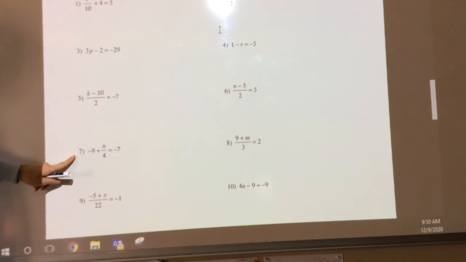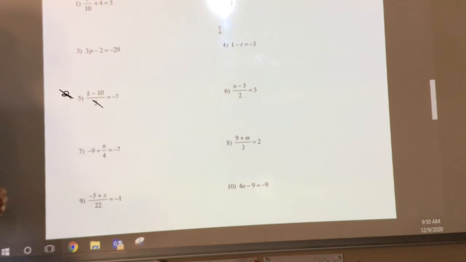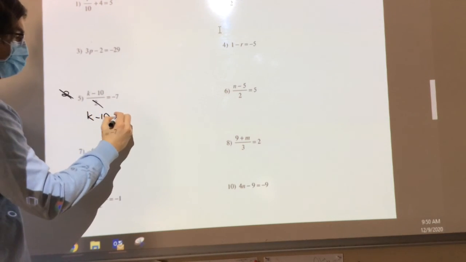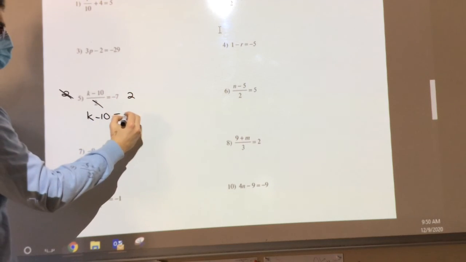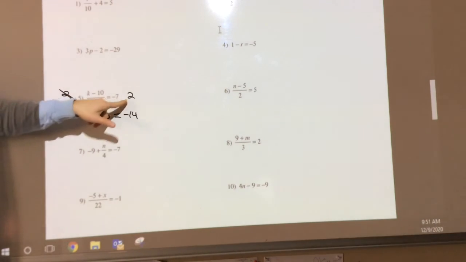Okay. 7. How about we do number 5 real quick? Okay. Somebody tell me, what do we do for number 5? What do I need to do for number 5? What's the first step? Anybody remember? Is it multiply by 2? Multiply by the denominator, right? I'm going to multiply both sides by 2. On the left side, the 2's cancel out, leaving me with k minus 10. But if I multiply the right by 2, I end up with a negative 14. All I did was multiply by my denominator, cancel it out on the left side, gave me negative 14 on the right side.